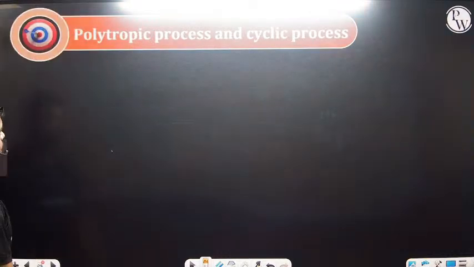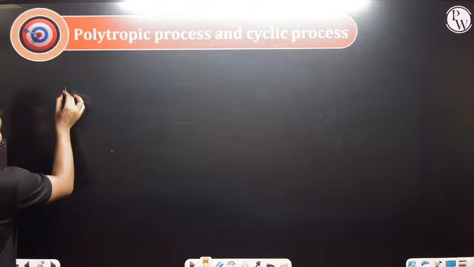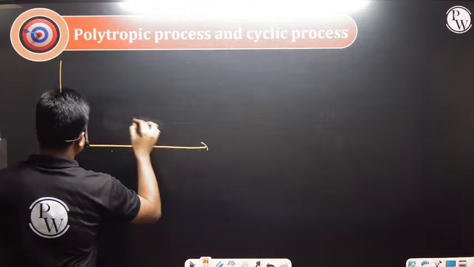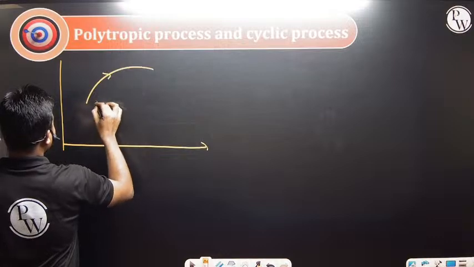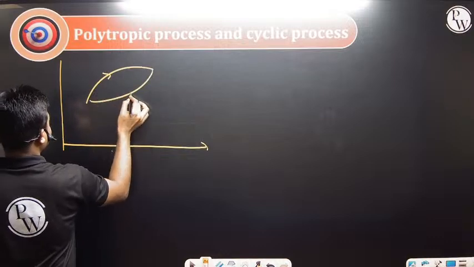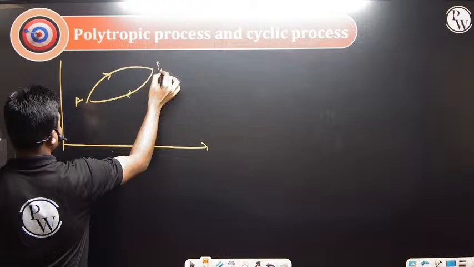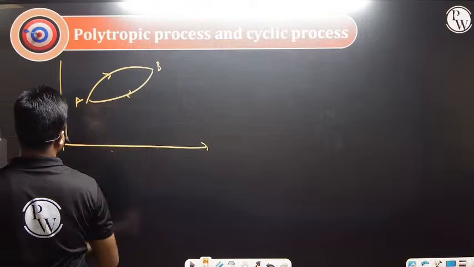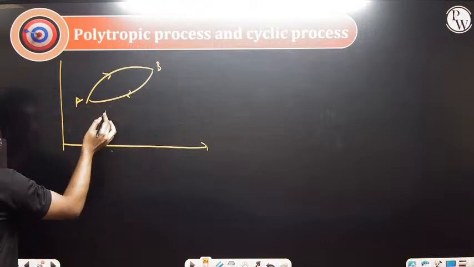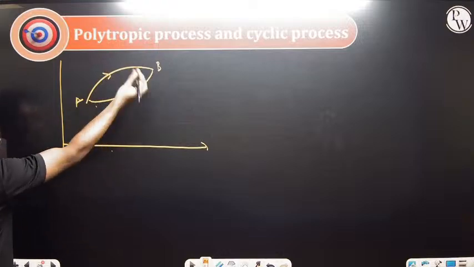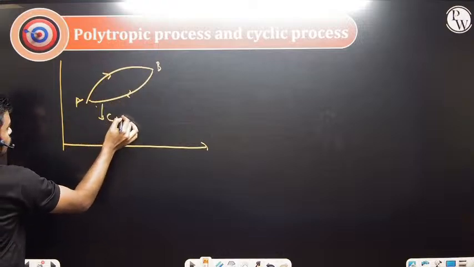Next we have the polytropic process and the cyclic process. What is a cyclic process? In a cyclic process, I go from A to B and then come back from B to A. So this point is A, this point is B, A to B and come back B to A. You can see this process is looking clockwise. So this is a clockwise process.